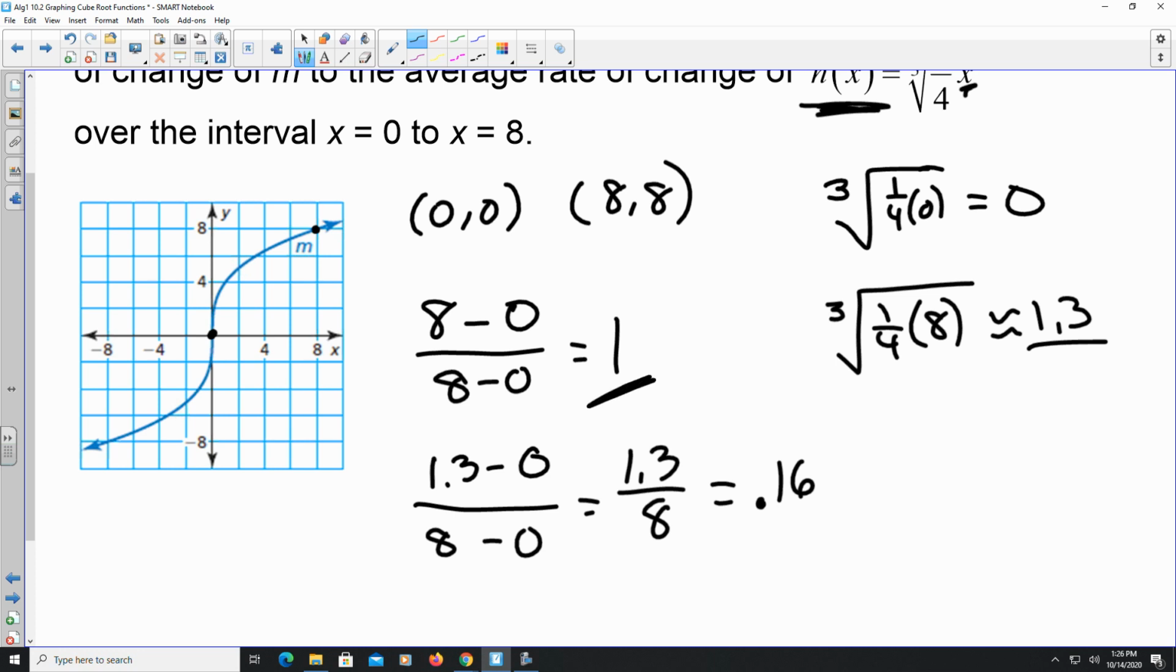All right, so to figure out finally the rate of change between x is 0 and x is 8, we're going to take this value here, which is 1, and divide it by this value here, the 0.16, and we get a value of 6.3. What that means is the average rate of change of m is 6.3 times greater than the average rate of change of h over the interval x is 0 to x is 8.